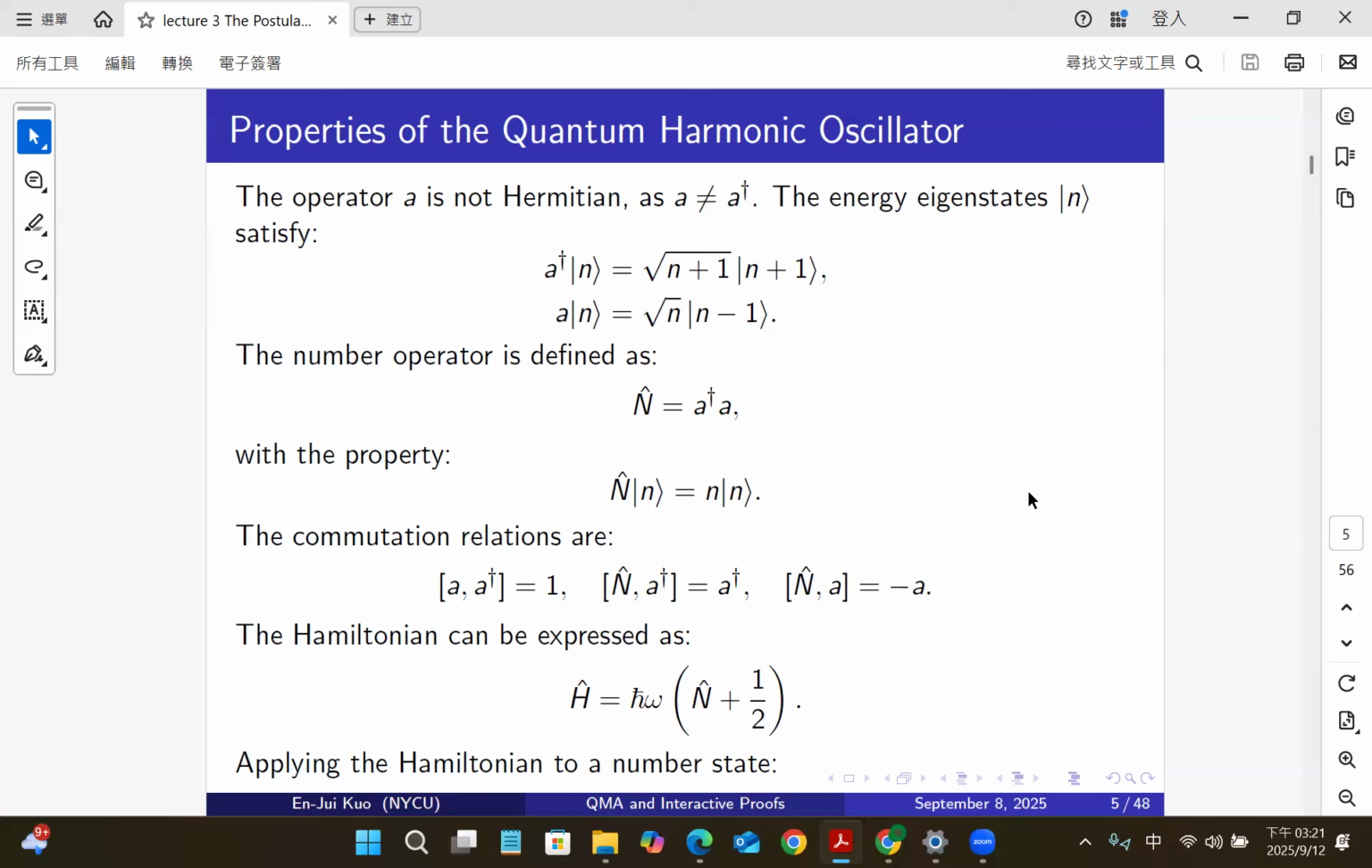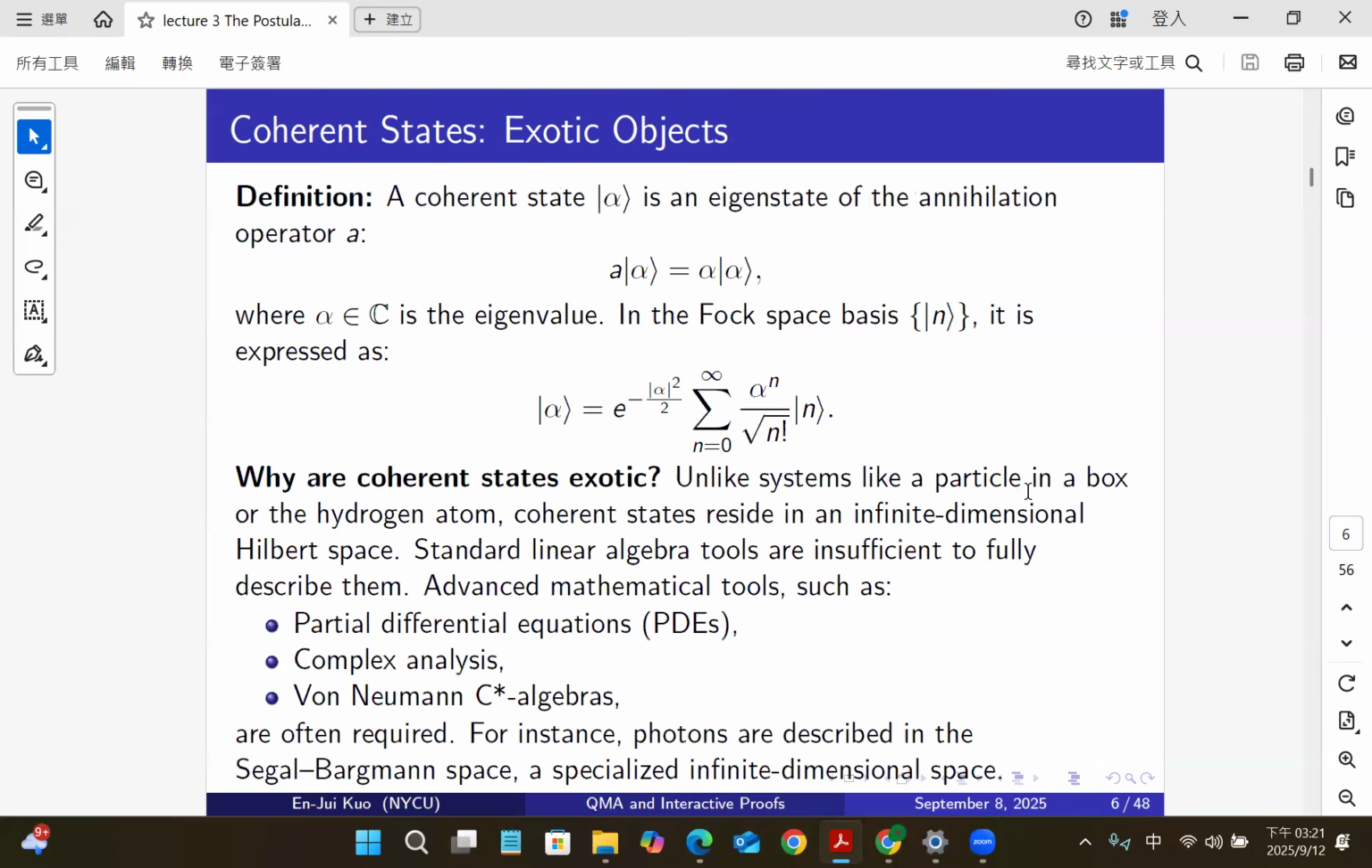So that means that A times alpha is the same as alpha times alpha. So alpha is an eigenstate for A, for an arbitrary complex number alpha. But this is weird, right? Why? Because this vector space has a countable basis, but the operator A has uncountably many eigenvectors called alpha.